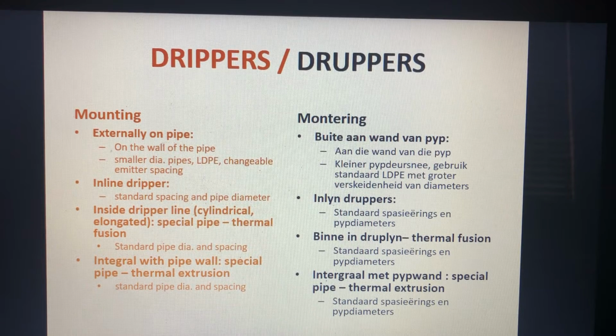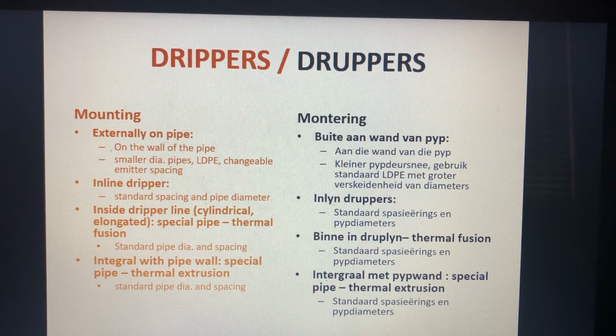Let's start off by looking at drippers and especially the mounting on drippers. There are 4 different ways that drippers can be mounted onto your lateral pipe. Firstly, externally on the pipe. This is when it sits outside of the pipe, on the pipe wall, and you'll usually have a smaller diameter pipe, which is low density polyethylene, and changeable emitter spacing.